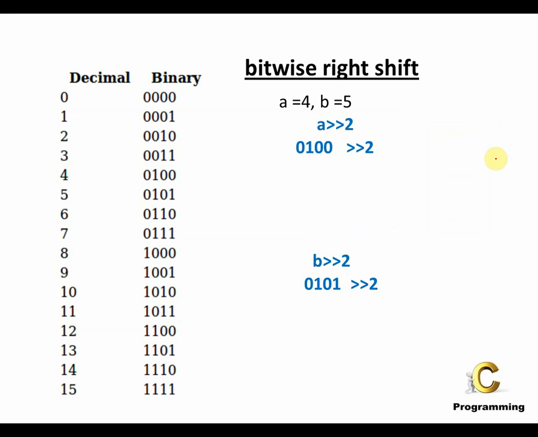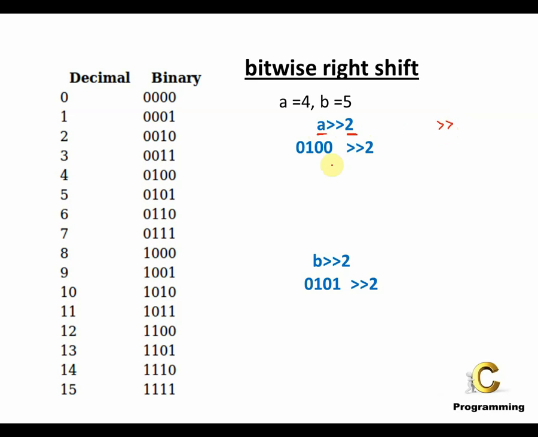The next is the bitwise right shift operator. Let's take this example: A is 4 and B is 5. The right shift operator is denoted in this way. There are two angle brackets. The direction determines whether it is a left shift or a right shift. Like this, the direction is right shift. This is the variable on which you want to perform the operation. The variable is also called an operand. And this is how many places you want to shift the bits.